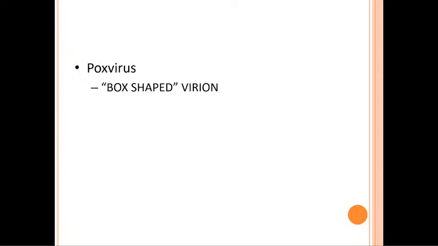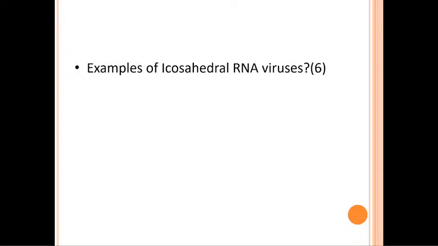Okay. Examples of RNA viruses that are icosahedral in shape. Icosahedral in shape: Reo, toga, flavi, picorna, calici, and retroviridae. Okay. I don't have a mnemonic, Amanda. I'm sorry, I can't think of a mnemonic.